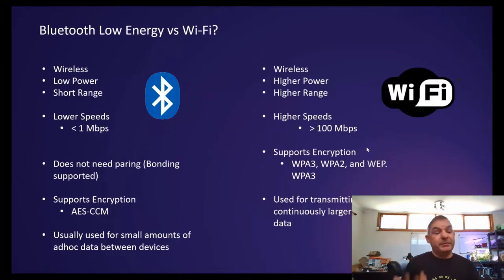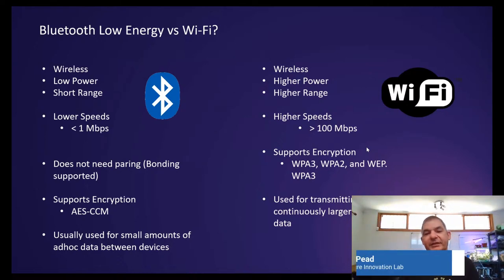Now, what's the difference between BLE and Wi-Fi? So Wi-Fi is really for high power. It's there to give you internet. So yay for that, because we can't live without internet. But that's high speeds, like 100 megabits per second. But it consumes a huge amount of power.